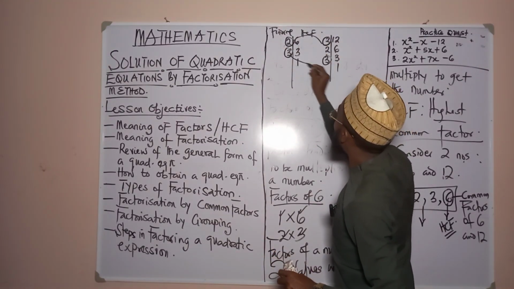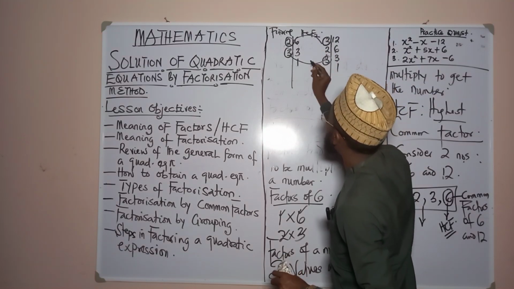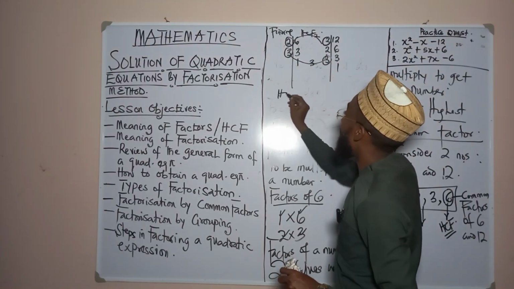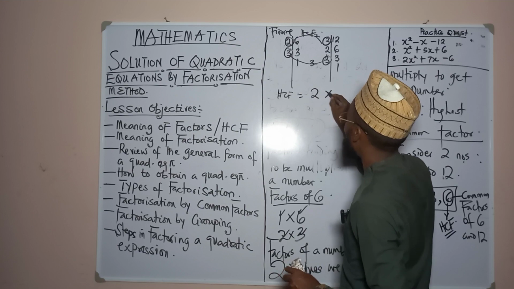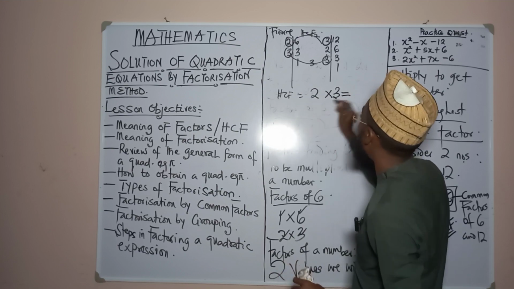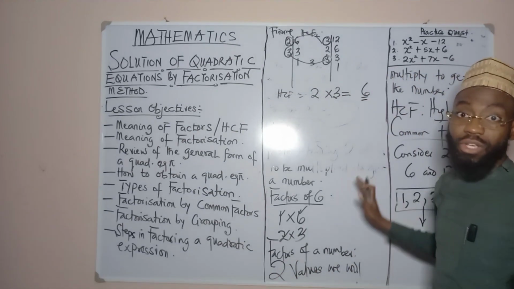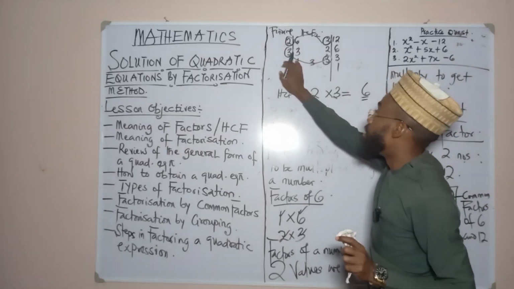From each common prime, just pick one. So I'm picking 2 from here, I'm picking 3 from here. Our HCF here is 2 times 3. Find the product of those common primes. We have 6. So that's just a simple way of finding the HCF of 2 numbers.